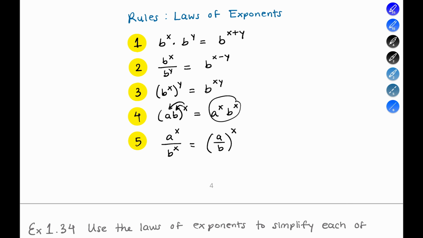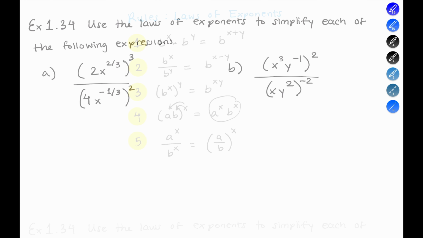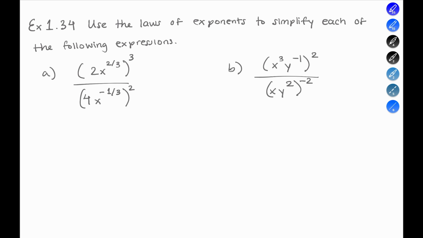So lastly, for number 5, if a to the power of x is divided by b to the power of x, it's the same thing as a divided by b all to the power of x. Now let's practice using the laws of exponents with an example problem. So this one says, use the laws of exponents to simplify each of the following expressions. So let's start with part A.